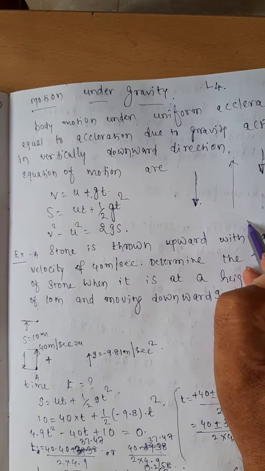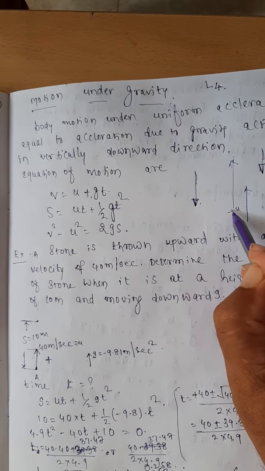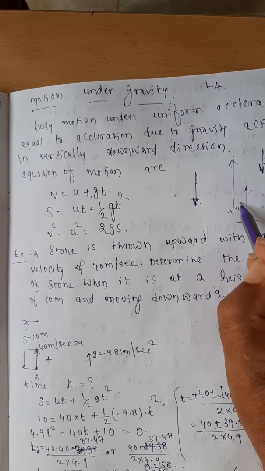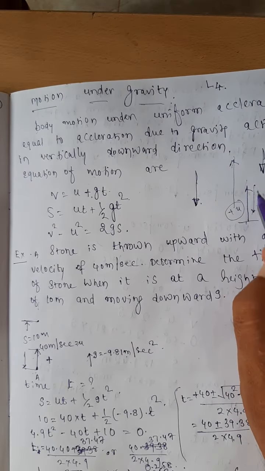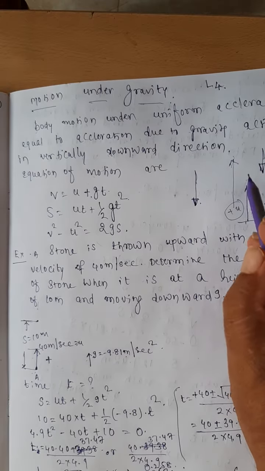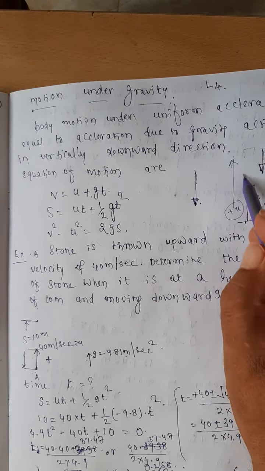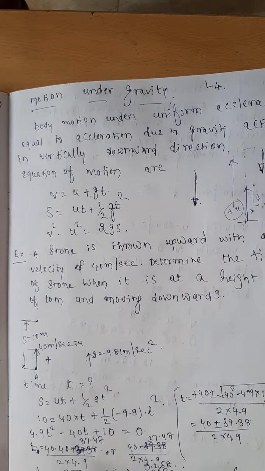Like if a body is thrown upwards, its velocity is upward. If you are taking upward as positive, it will be positive. g is negative as it is acting vertically downward. Distance traveled upward will be positive, downward negative. You need to decide the frame of reference, or the sign convention for your motion, before solving the problems.